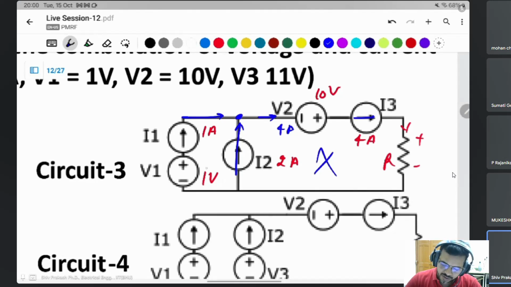KVL may be possible because the voltage drop across the current source is not given. That's why KVL may be satisfied, but KCL is not satisfied. That's why the circuit will be wrong.